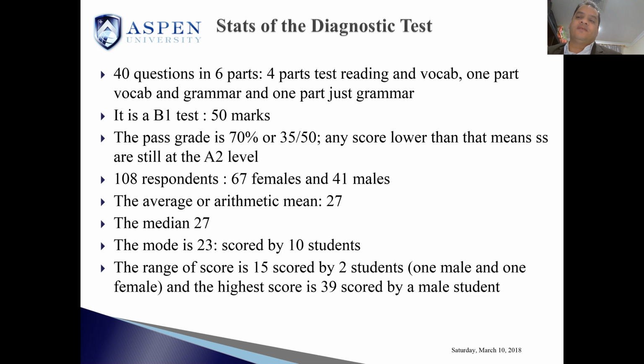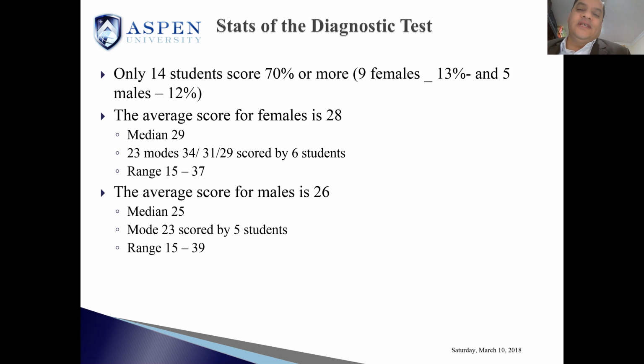The range of scores is between 15 out of 50, which was scored by 2 students, 1 male and 1 female, and 39, this is the highest score, was scored by a male student. Only 14 students out of the 108 students scored 70% or more. 9 of them were females and 5 were males. Again, gender doesn't play a significant role because the percentage for females is 13% and for males it is 12%.